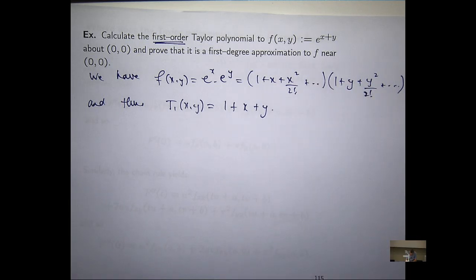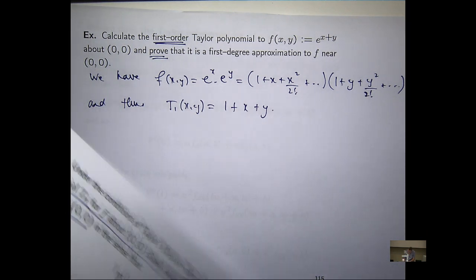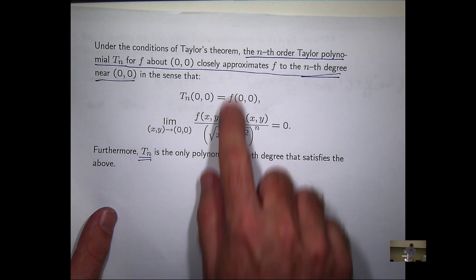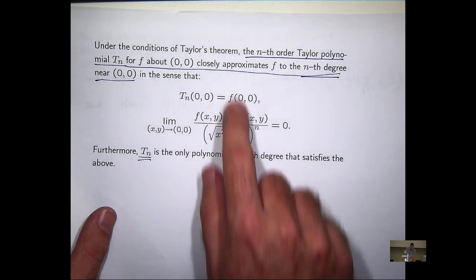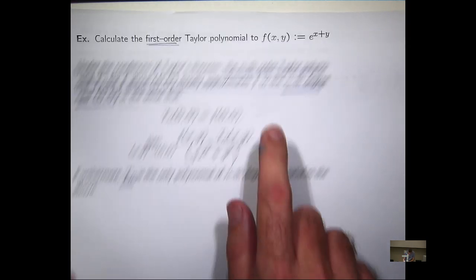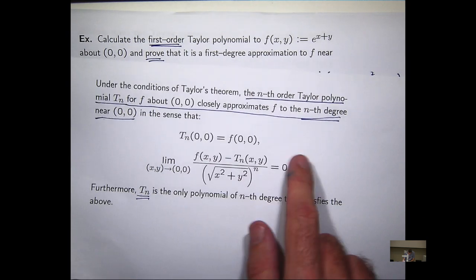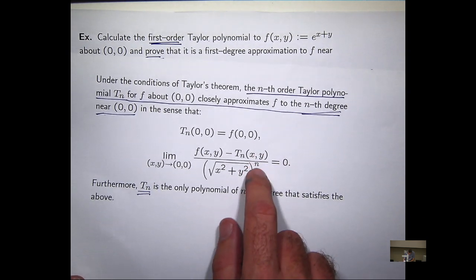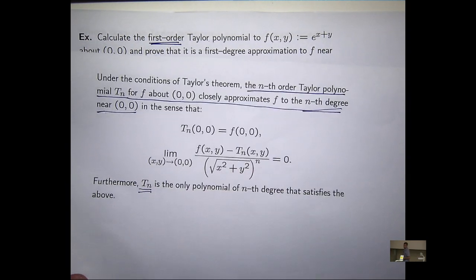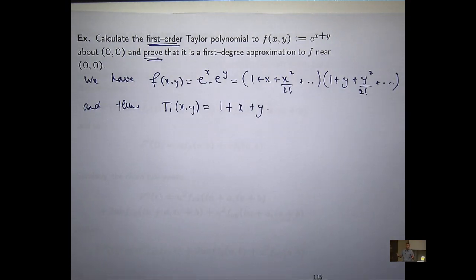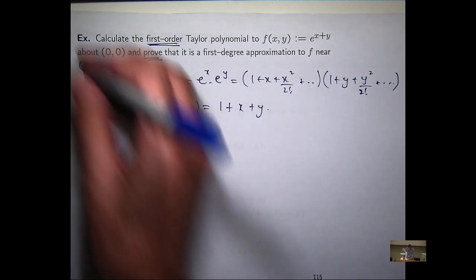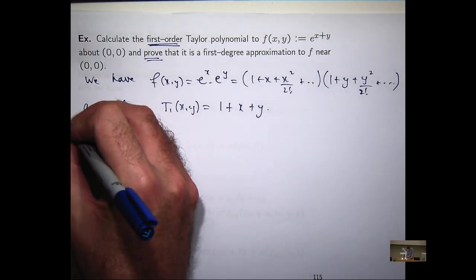Now the hard bit. Prove that it is a first degree approximation to f. So what I want to do is show that our T sub 1 satisfies these two conditions for n equals 1, because we're asked to prove that it's a first degree approximation. This is nth degree, right? So for n equals 1, we want to show this is true and that this limit's 0 for n equals 1. So let's have a look. That's part 1, I guess.